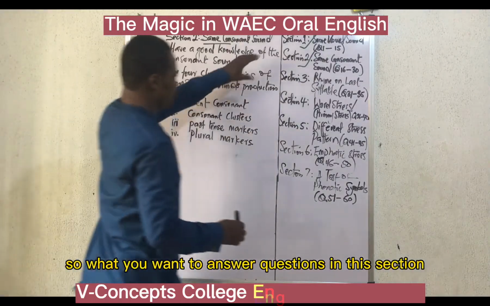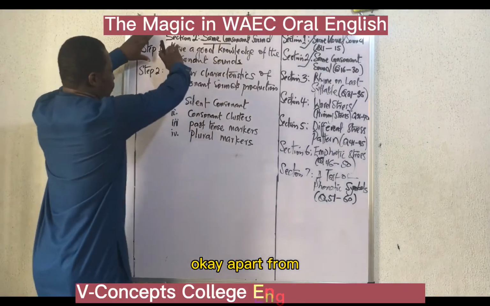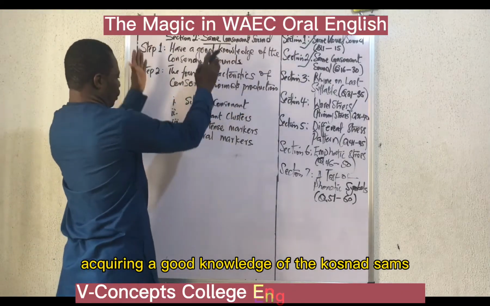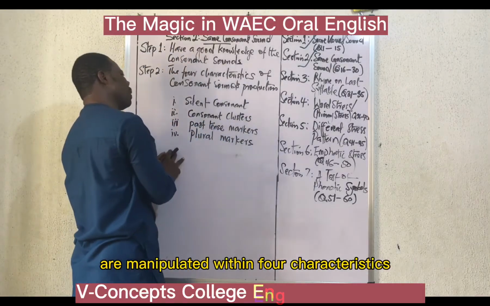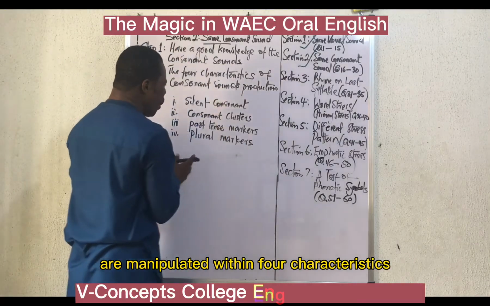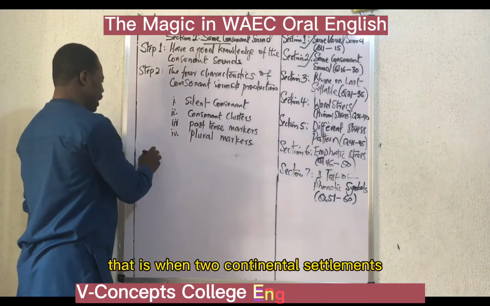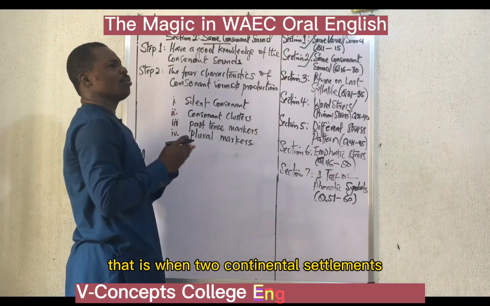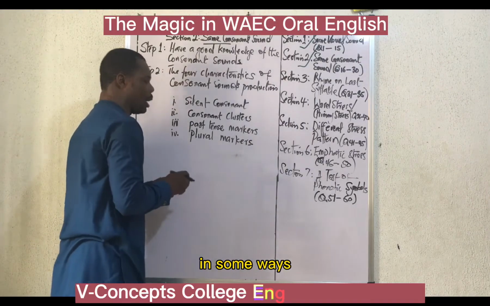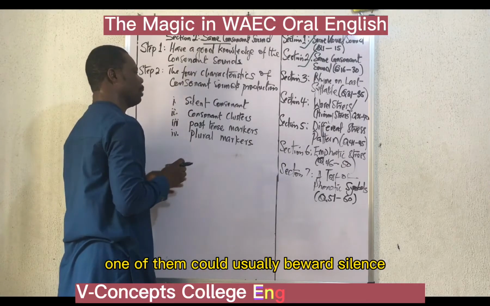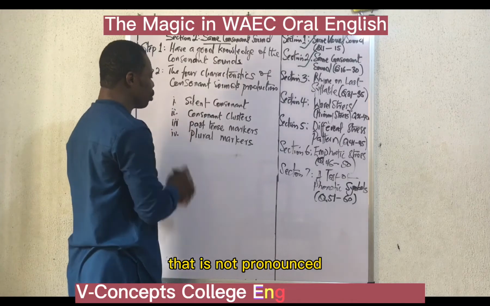So when you want to answer questions in this section, apart from acquiring a good knowledge of the consonant sounds, you also need to understand that the consonant sounds are manipulated within 4 characteristics. The first one is the silent consonant. That is, when 2 consonant sounds occur successively together, in some words, one of them could usually be silenced. That is, not pronounced.